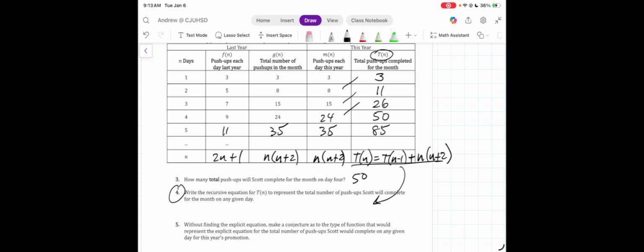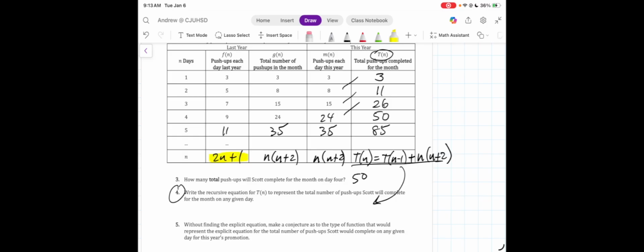And then number 5 says, without finding the explicit equation, make a conjecture as to the type of function that would represent the explicit equation for the total number of push-ups Scott would complete on a given day. So type of equation. Well, let's go through them one by one, and I think you'll see the pattern right away.